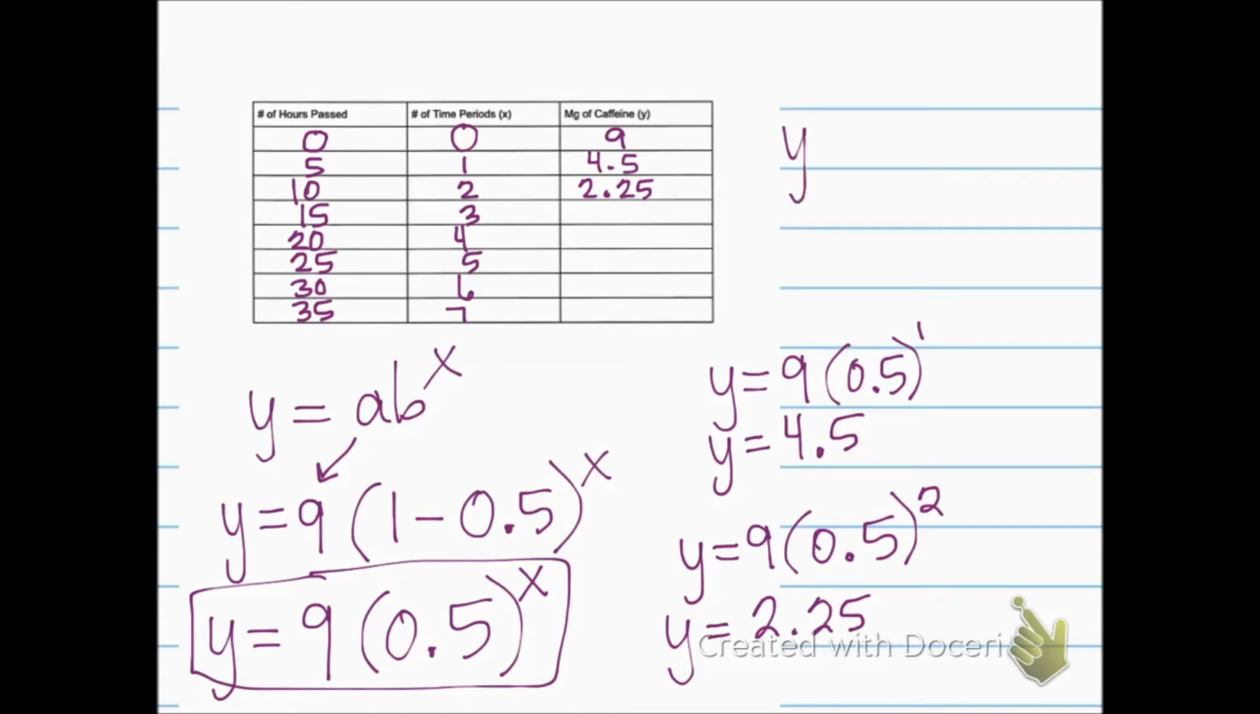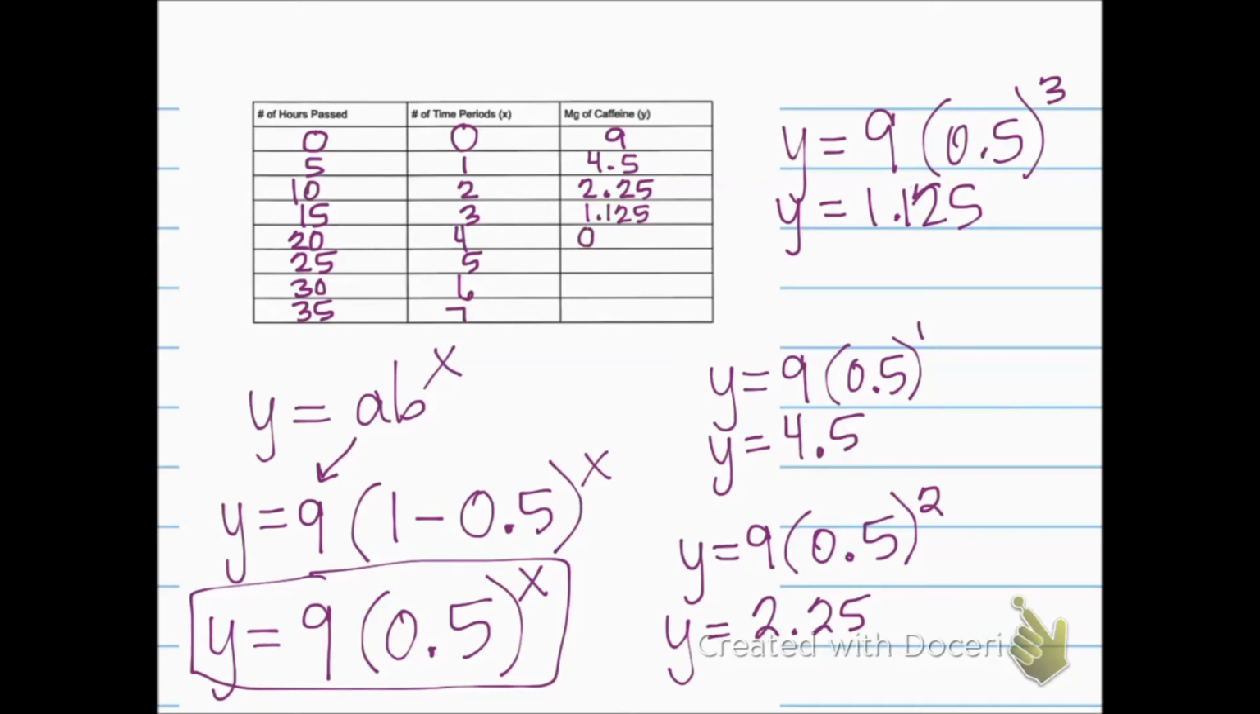All right, the next one, our exponent's going to be 3 this time. That's 3 time periods, or 15 hours have passed. And we're going to get 1.125. So you can already tell, just like the other one, we are decreasing, but it's not at a constant addition or subtraction rate. Okay, since we're dividing by 2 or multiplying by half, it's going to be another exponential graph. If we were to graph this, it would be a curve, just like the last one.